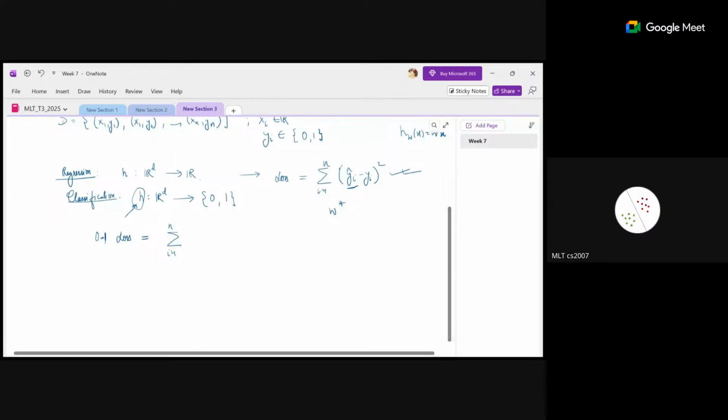Now, what do we want to check? Here it was squared error, right? But now here, what do we want to check? We want to check whether the h of xi, the model that we have learned, if I give this model this input xi, then whether this value of h of xi turns out to be equal to yi, which was the true label, right?